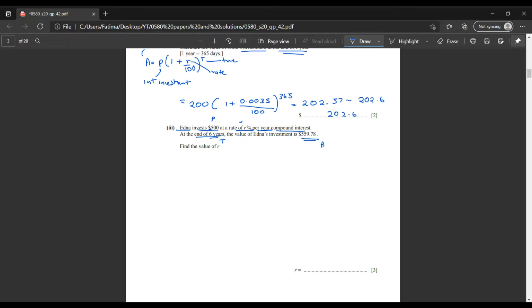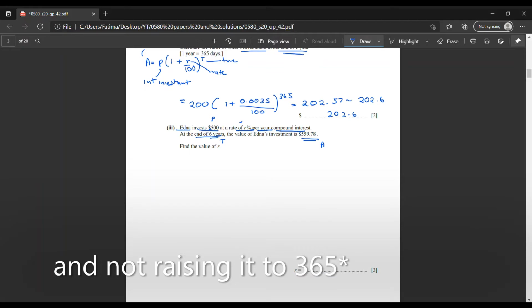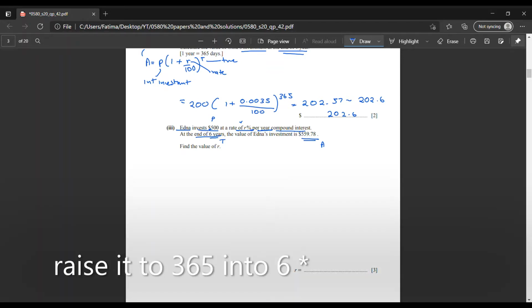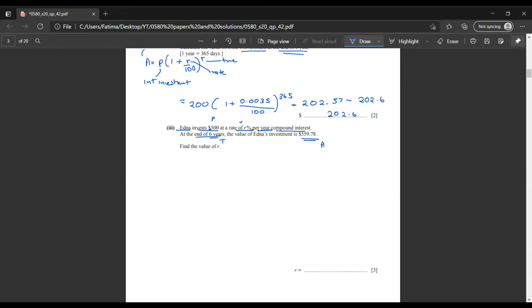So the reason why over here I'm keeping time as 6 and not multiplying it into 365 is because this compound interest took place every single year, not every single day. If it was every day, then we'd have to multiply 365 into 6. So applying all of that into the formula, it's 559.78 is equal to our initial value, which is 500, into 1 plus our rate, which we don't know, upon 100 raised to 3, no, sorry, not 3, 6.